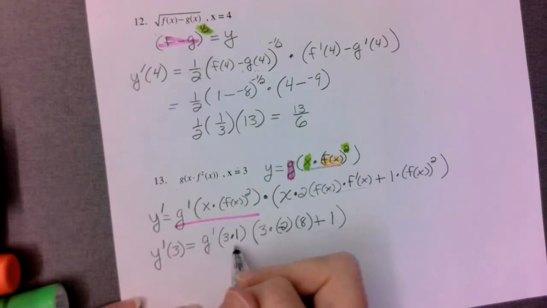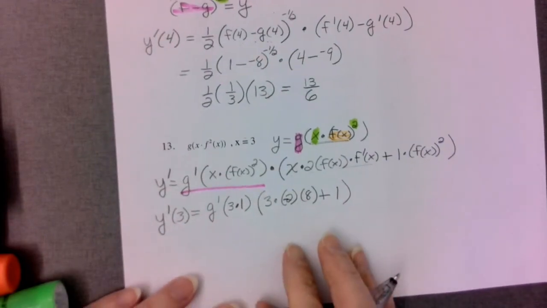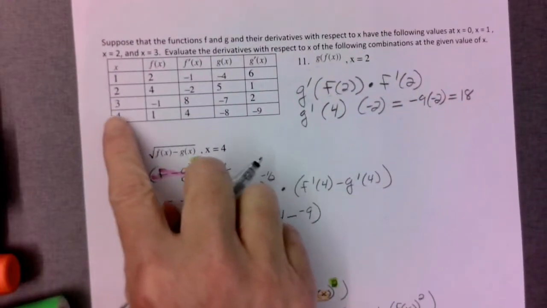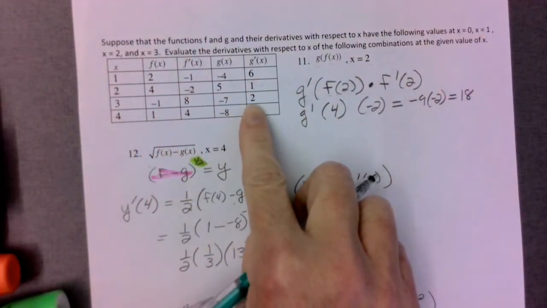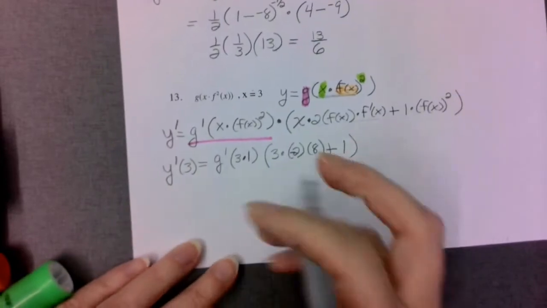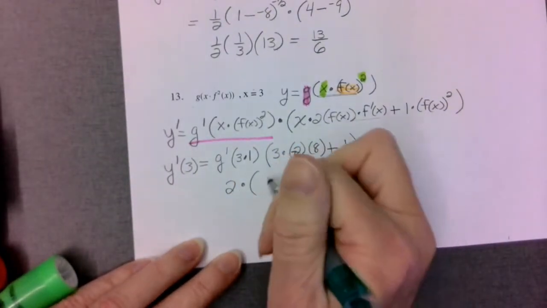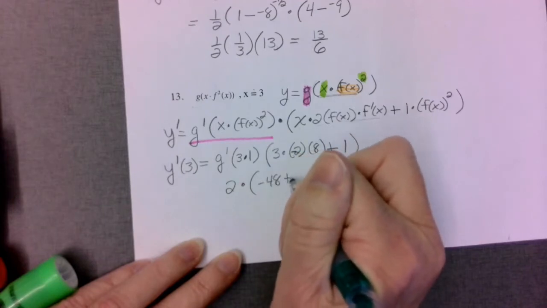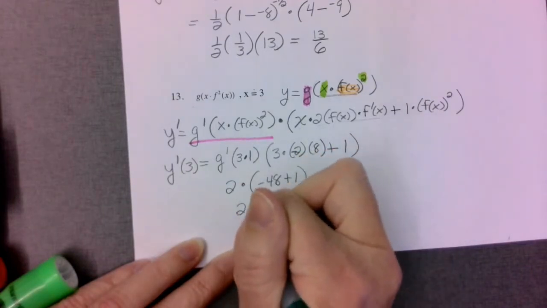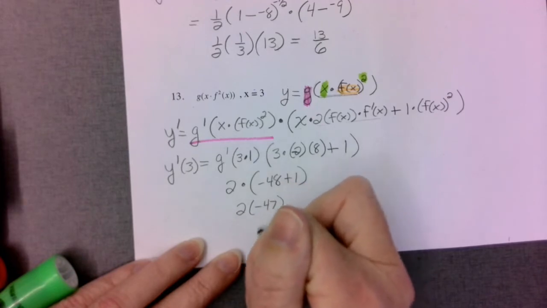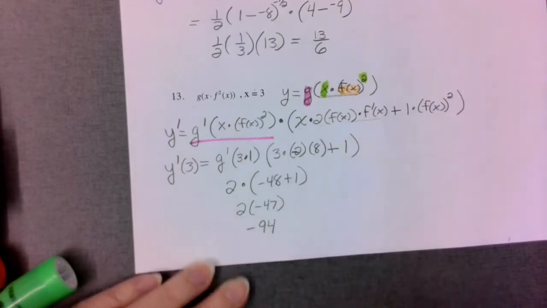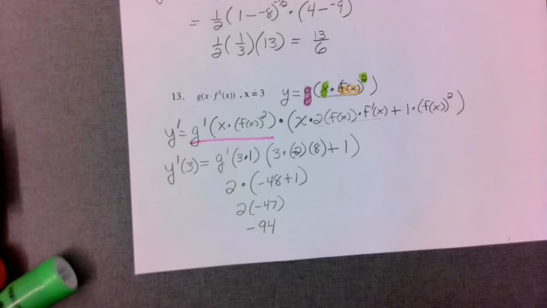G prime at 3, go back up to the chart, G prime at 3 is a 2. So I'm going to say 2 times negative 48 plus 1 gives me 2 times negative 47, negative 94 for the value of that one.